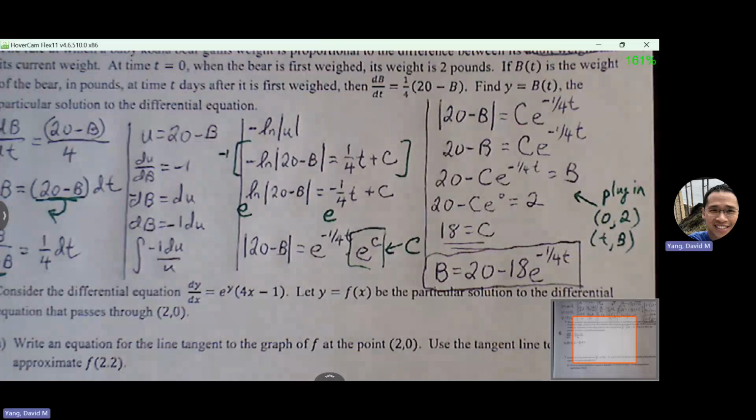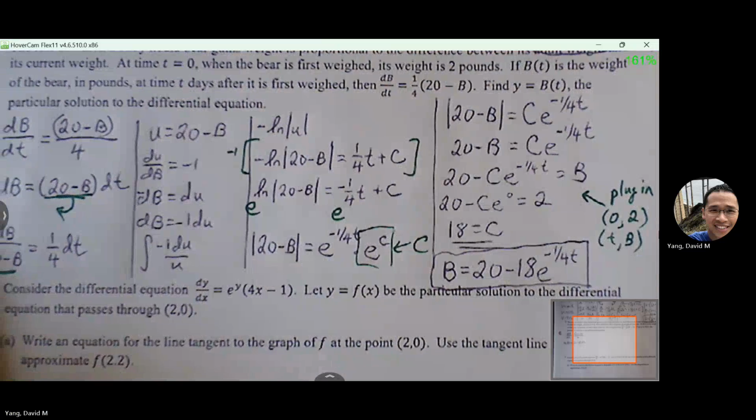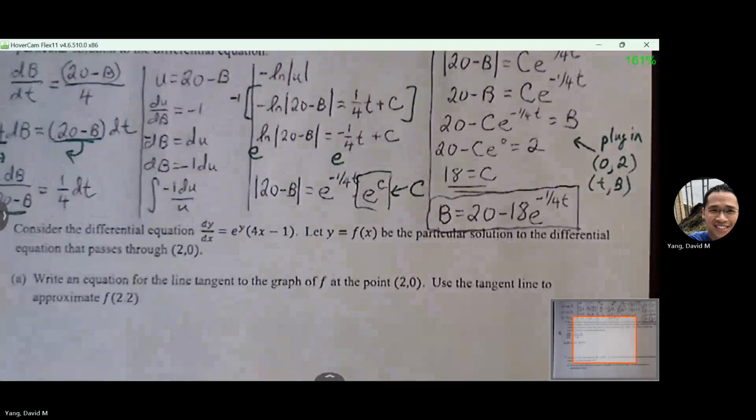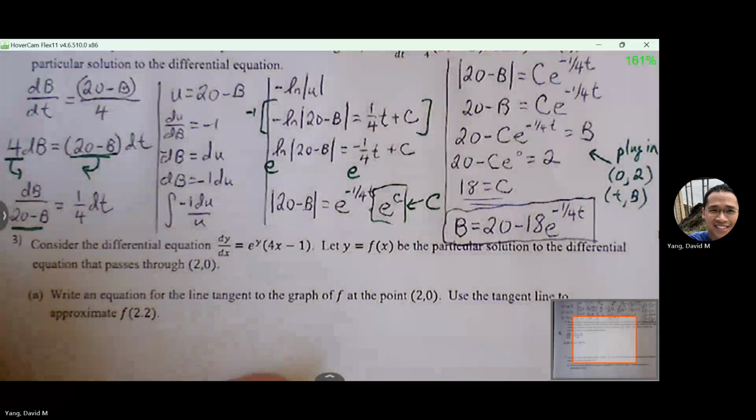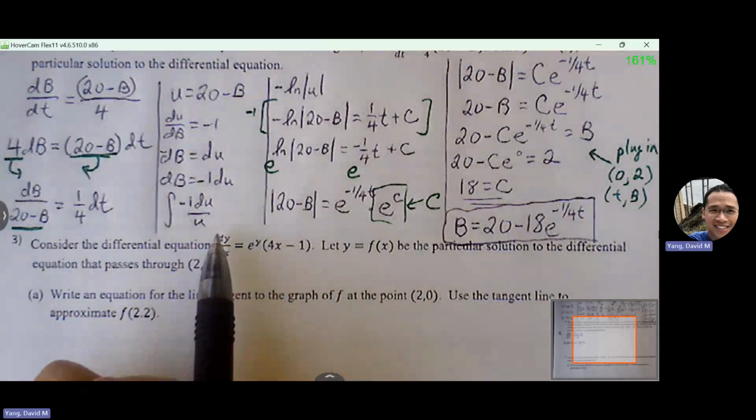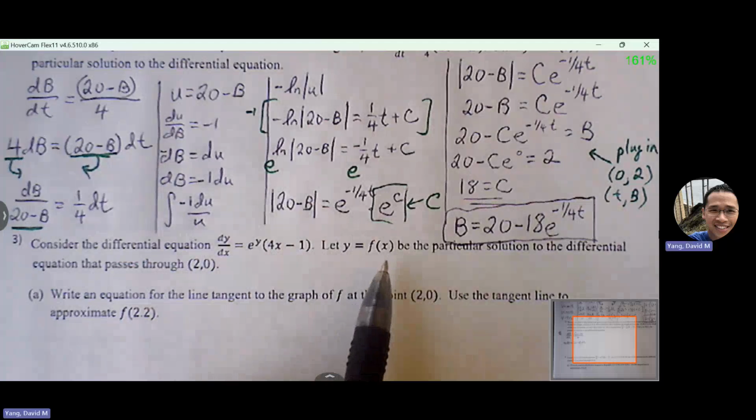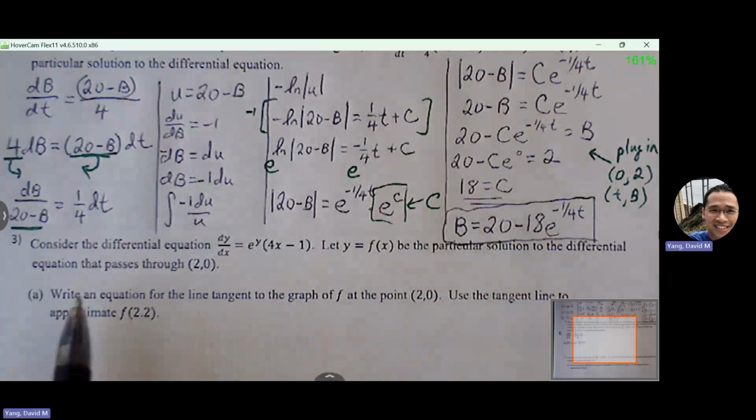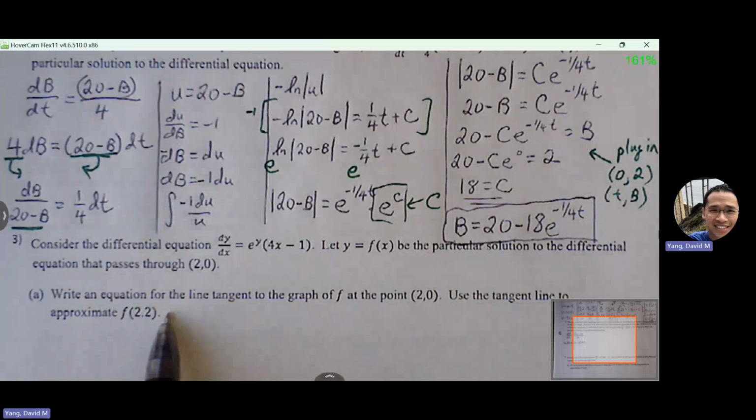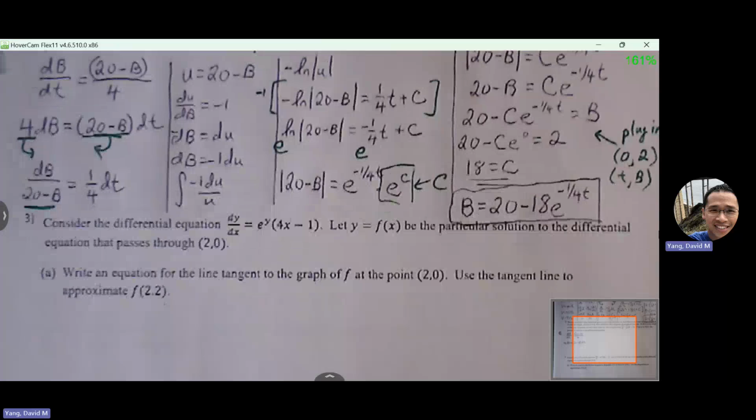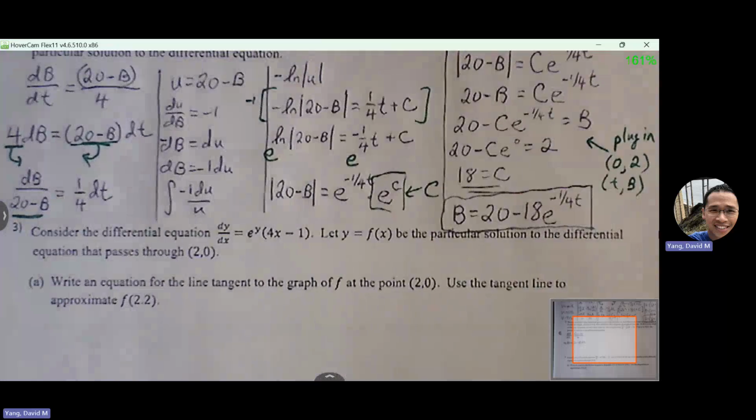All right, number 3. Consider the differential equation dy dx equals e to the y times 4x minus 1. Let y equals f of x be the particular solution to the differential equation that passes through (2, 0). Write an equation for the line tangent. Use the tangent line to approximate f of 2.2.